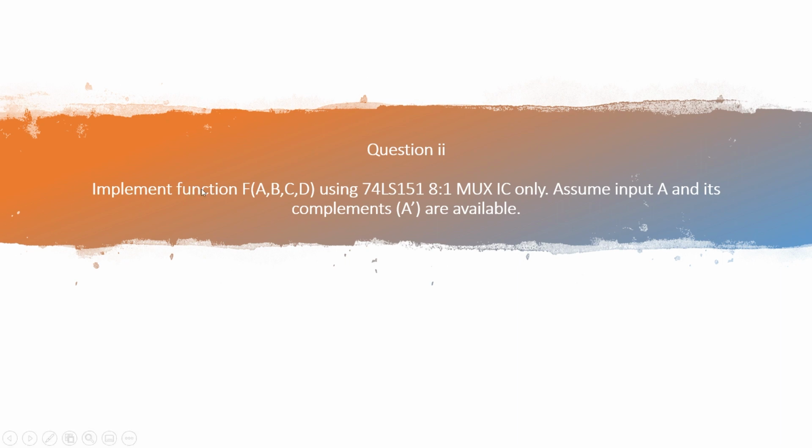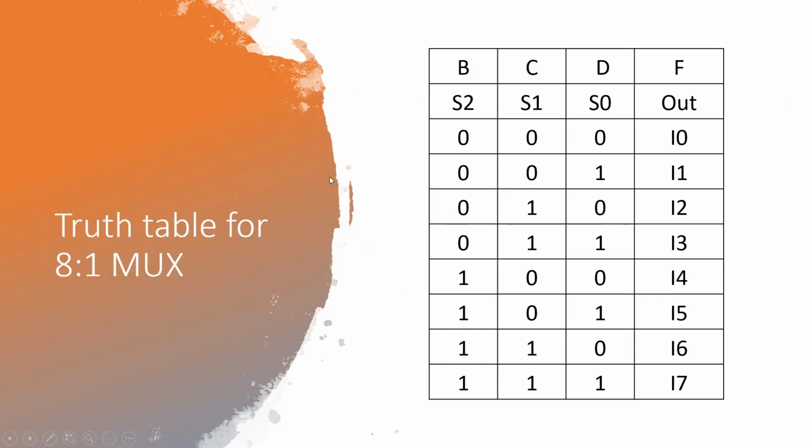Question 2. Implement function F(A,B,C,D) using 74LS151 8-to-1 multiplexer IC only. Assume input A and its complement A bar are available. Okay. This is the truth table for the 8-to-1 multiplexer. In question 1, we are asked to use A as the EV. So in this case, B, C, D will represent S2, S1, and S0 respectively, and F will be the output.